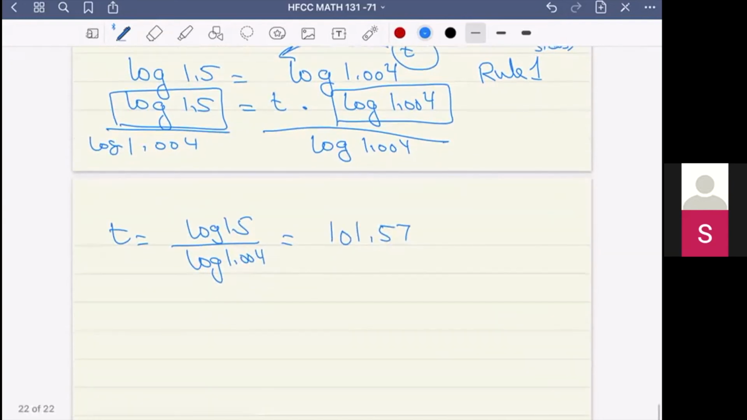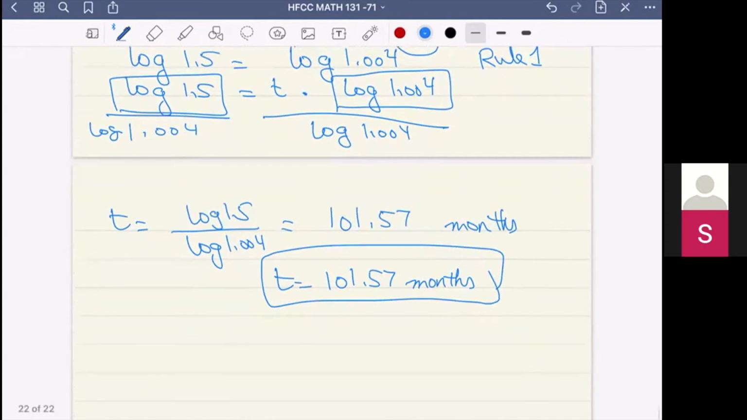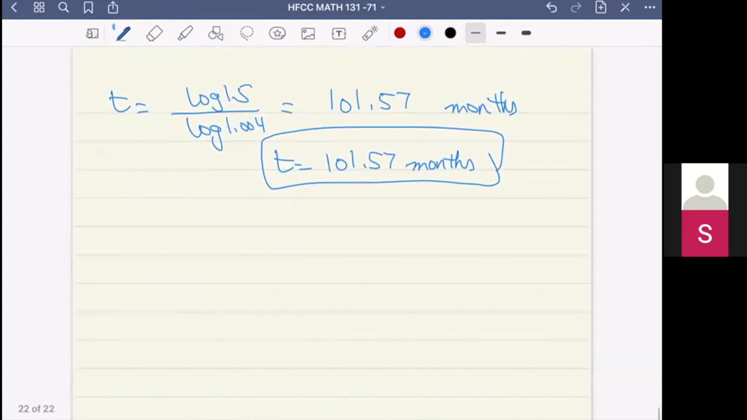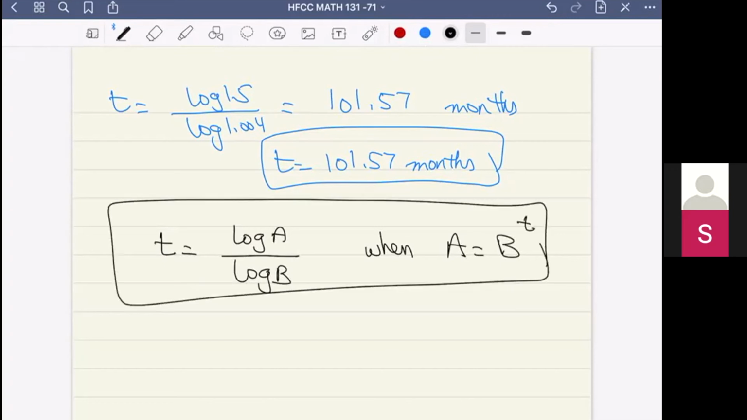101.57. And since we're talking about time in this question, I think it was months. So the time is 101.57 months. You see? And that's how we find the answer. So the general formula would be t equals log of A over log of B, when A equals B to the power t. Just log both sides and apply the formula.